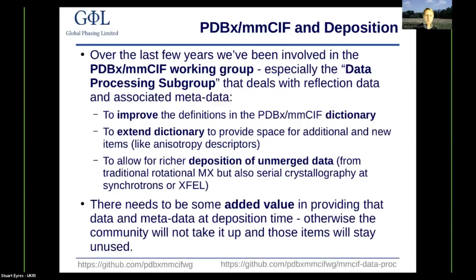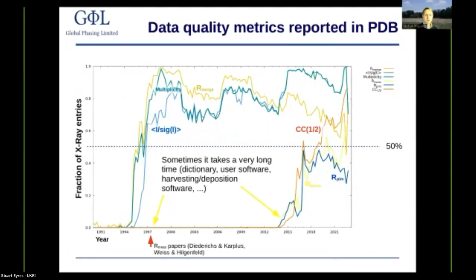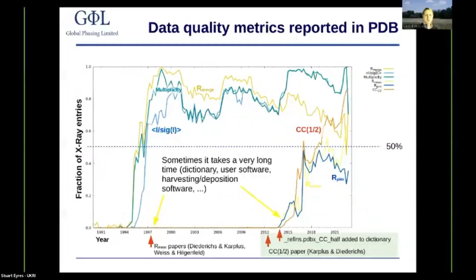So how are we doing in general when it comes to changing our ways and embracing new opportunities? Well, when it comes to data quality metrics and general descriptors for our reflection data, we are often way behind new developments, sometimes embarrassingly so. It took more than 10 years from the first papers to the first PDB depositions actually providing more useful data quality indicators than the traditional R-merge.